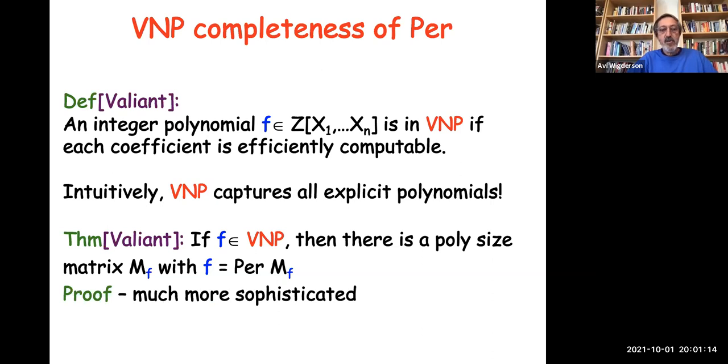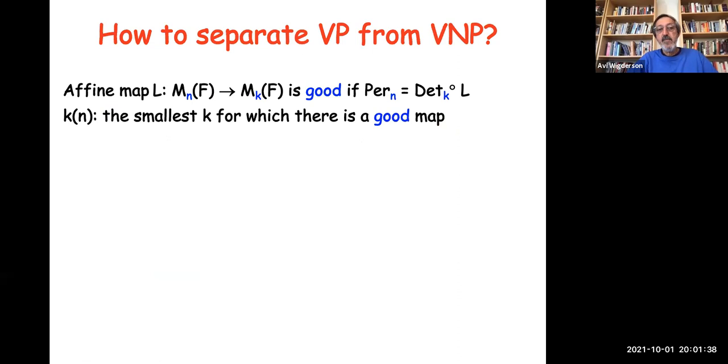Okay, so that's as far as I'll go on this proof. But now we have completeness of determinant for VP and permanent for VNP, and now the question of separating VP and VNP reduces to separating permanent and determinant. So concretely, with our notion of reduction, what we care about is whether there is a small affine projection from permanent to determinant, right? Whether there are some good affine maps, so I call it good, if the permanent of n by n matrices after an affine transformation becomes a determinant of a k by k matrix.